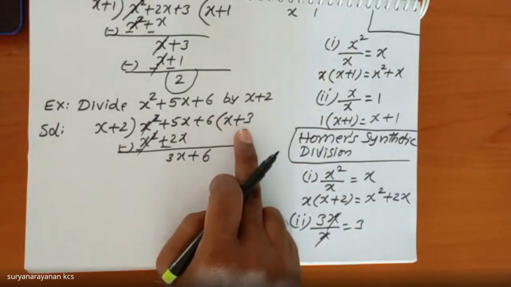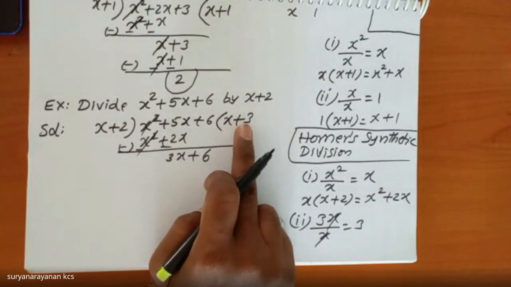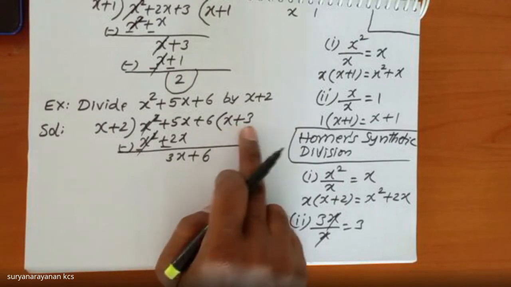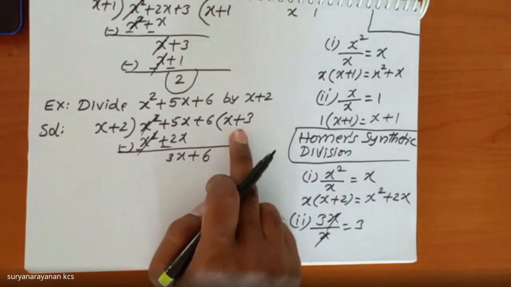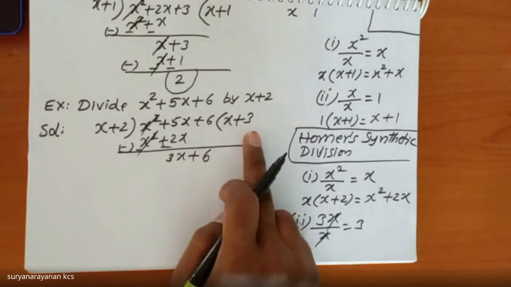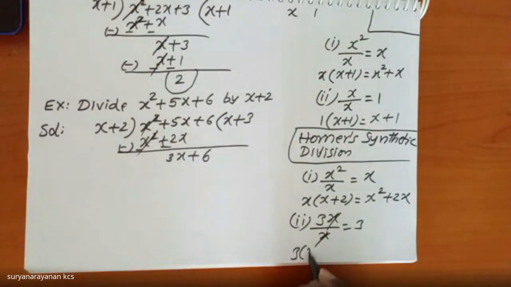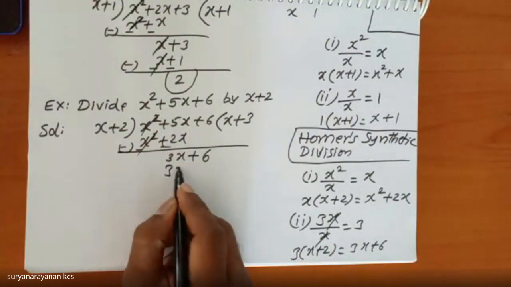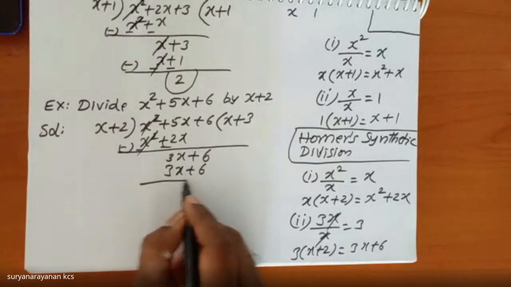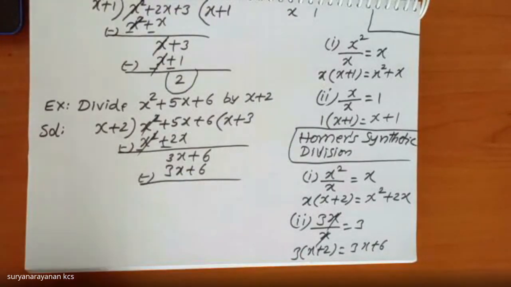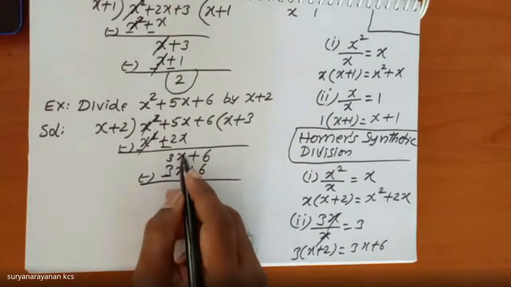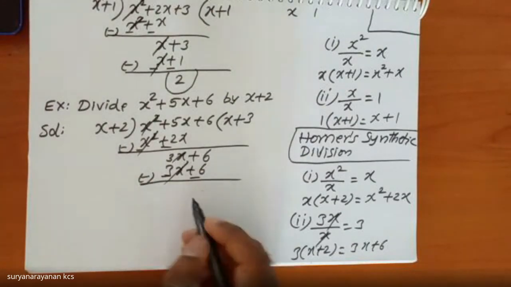Previously, I also told you not to write simply 3. It is meaningless. You should write either plus 3 or minus 3. Then it is said to be a polynomial. So multiply 3 into x plus 2. What will you get? 3x plus 6. Write this polynomial in the next line. Now subtraction. 3x gets cancelled. 6 minus 6. What will you get? Remainder.